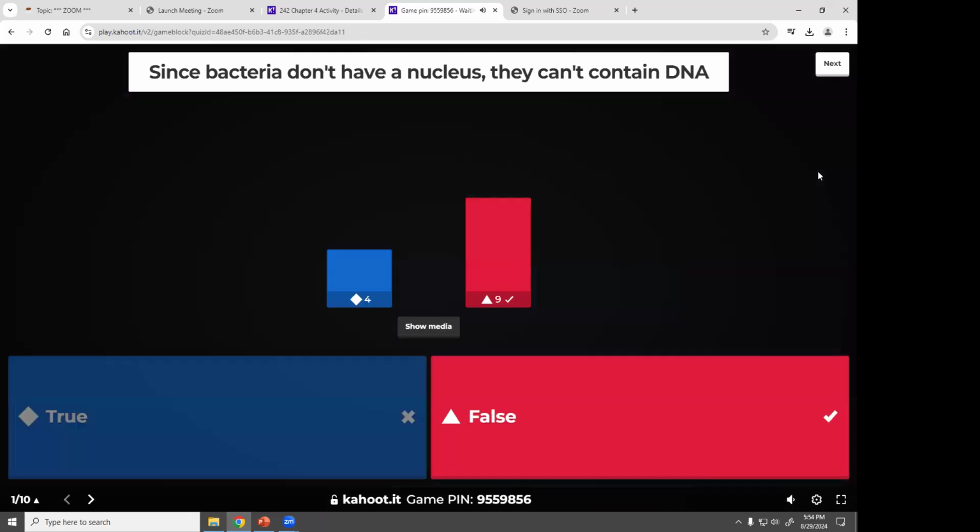Okay. So you guys did better than my other classes, honestly. My other classes had about 50-50. But just to summarize, just because they don't have a nucleus doesn't mean they don't have DNA. Their genetic material will still be DNA, and it's just floating out in the cell. It's not contained by a membrane. That's really the difference there.